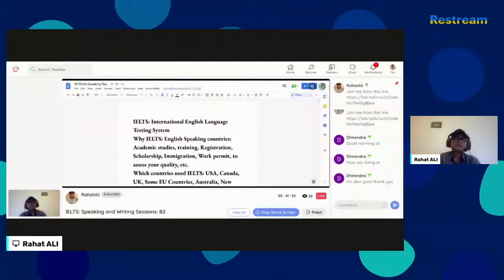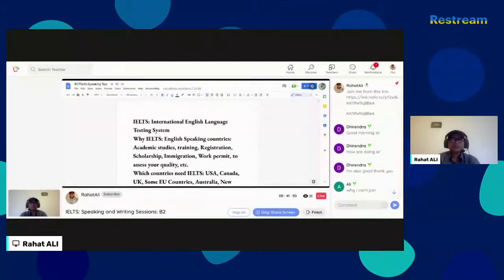So it's all about the IELTS exam. As you might be aware, there are two types of IELTS exam: IELTS academic and IELTS general.